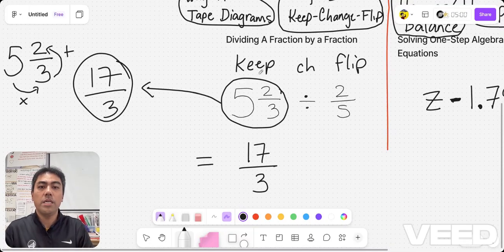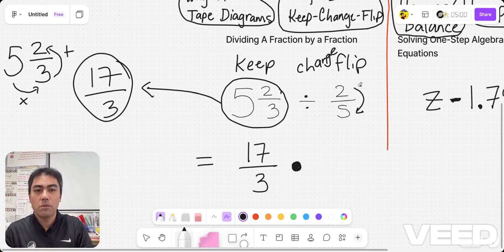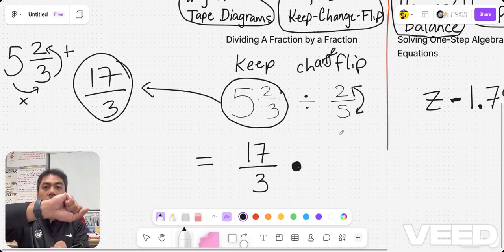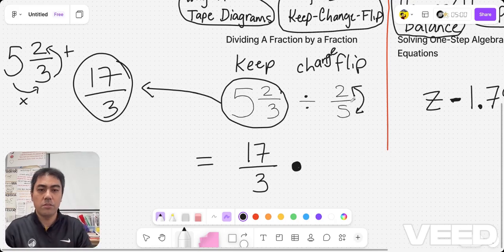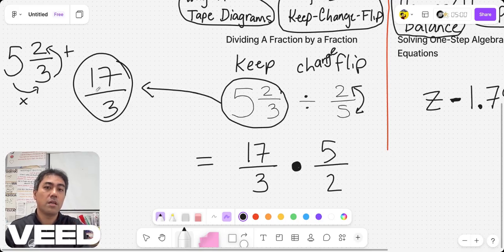Okay. Now, keep means keep the 17 over 3 the whole time. Change means change your division sign to multiplication. Flip means to write the reciprocal or to flip the fraction so it's not 2 over 5, it's now 5 over 2. Okay. So again, we're going to keep this as 17 over 3. Change your division so it's now a multiplication problem. Flip this so it's now 5 over 2.